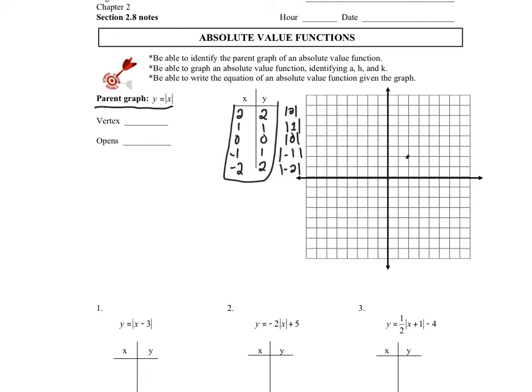This is going to be at 2, 2, 1, 1, 0, 0, then -1, 1, and -2, 2. So this is going to form a V. Yeah, that is the parent graph. These absolute value functions will form a V. The vertex is the point where the V comes together. So the vertex is at 0, 0, and this opens up. So it opens up, vertex at 0, 0, kind of right in the middle of the graph.